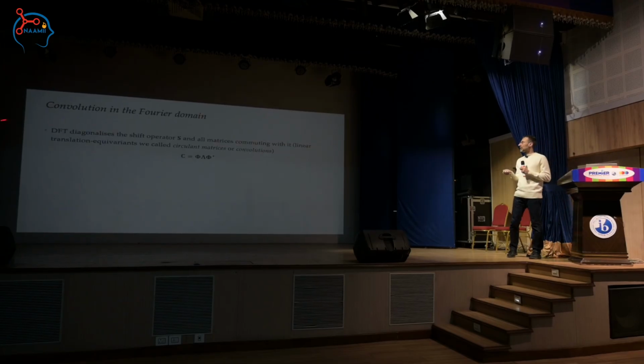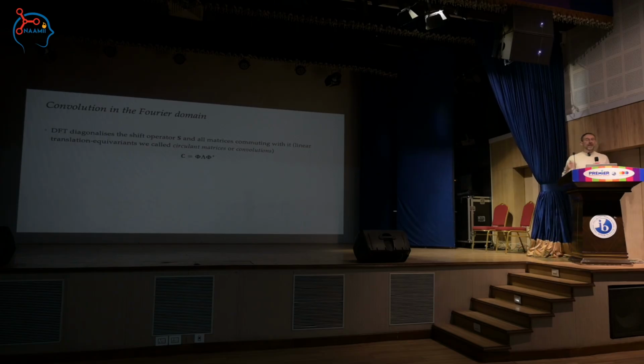Basically, what we see is that the Fourier transform, or what we call the discrete Fourier transform in this case, because it's applied to discrete signals, diagonalizes the shift operation, and all the matrices commuting with it, the linear translation equivariants that we call circulant matrices or convolutions. So it means that any convolution can be written like this: you can write it as phi lambda phi star, and we can express convolution in the Fourier basis.